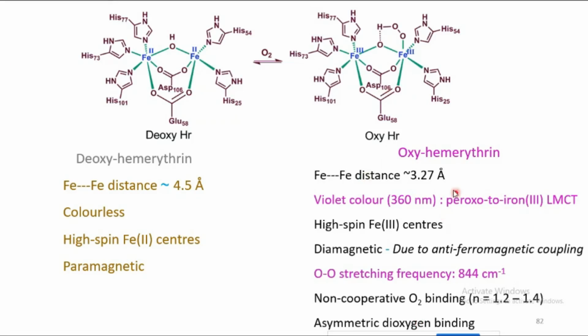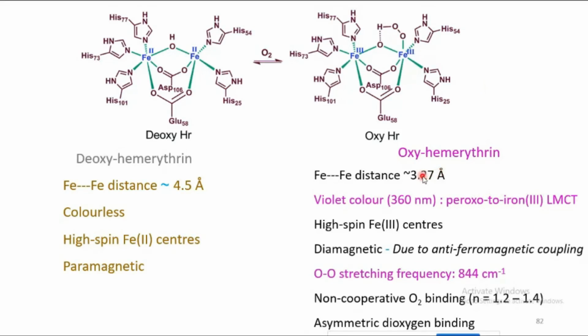If you are parallelly seeing the oxyhemerythrin, it is also having the iron. So once the oxygen is bound, what would happen? This hydroxide will supply the hydrogen and stabilizes the peroxide into hydroperoxide form. It is intermediate between peroxide and hydroperoxide. In addition to that, in the deoxyform both irons are in the 2 plus oxidation state, whereas both irons are oxidized by losing one electron. So totally 2 electrons are transferred to molecular oxygen.